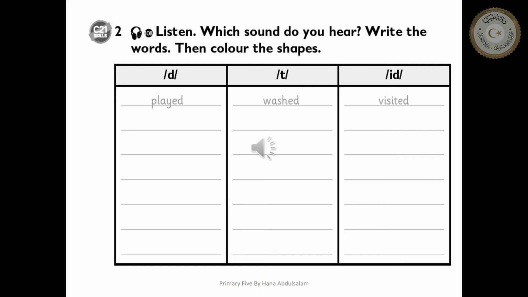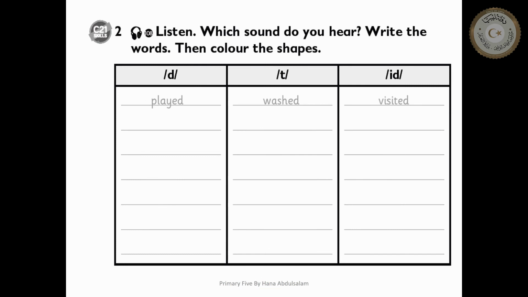Write the words, then colour the shapes. Brushed, washed, walked, kicked, played, cleaned, watched, liked, listened, talked, painted, looked, visited, started, needed, finished, smiled, danced, lived.